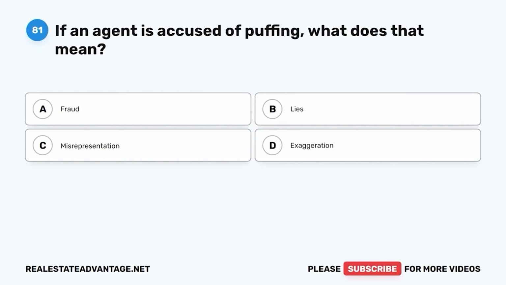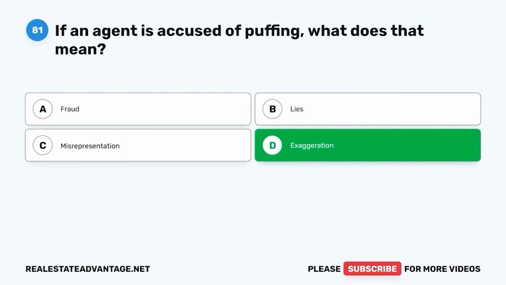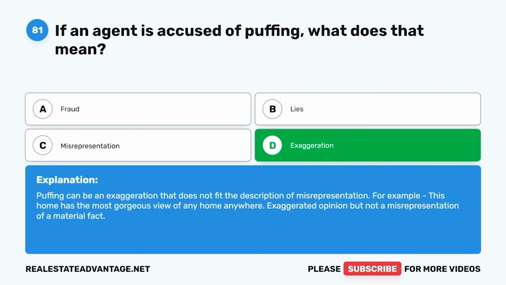A. Fraud. B. Lies. C. Misrepresentation. D. Exaggeration. The correct answer is D. Exaggeration. Puffing can be an exaggeration that does not fit the description of misrepresentation. For example, "This home has the most gorgeous view of any home anywhere." Exaggerated opinion, but not a misrepresentation of a material fact.